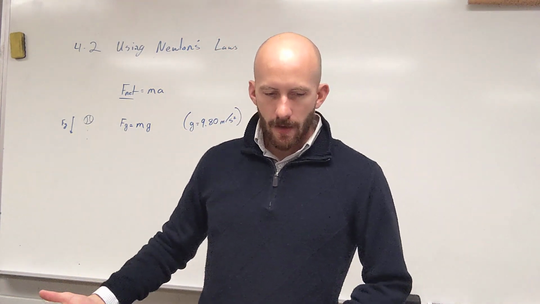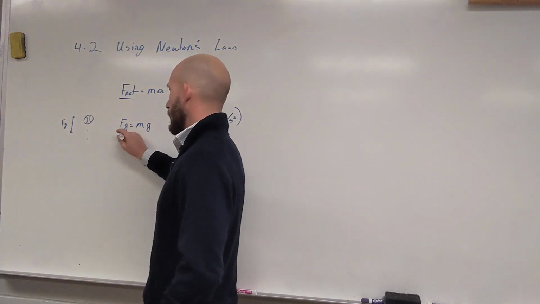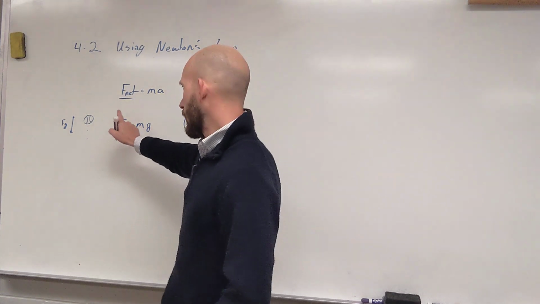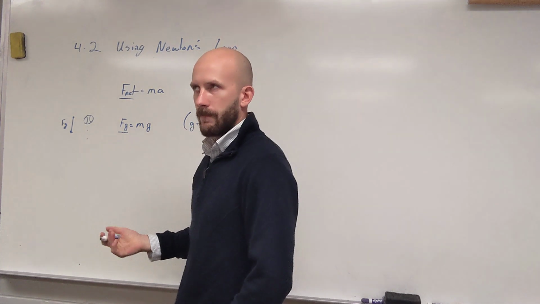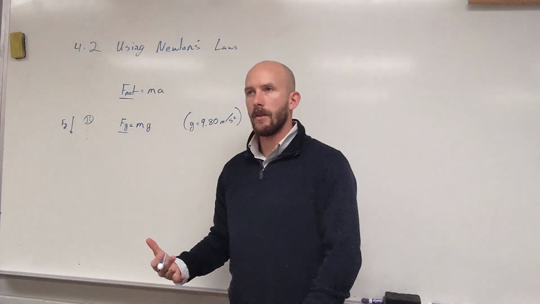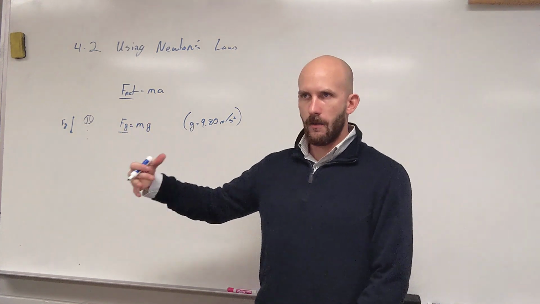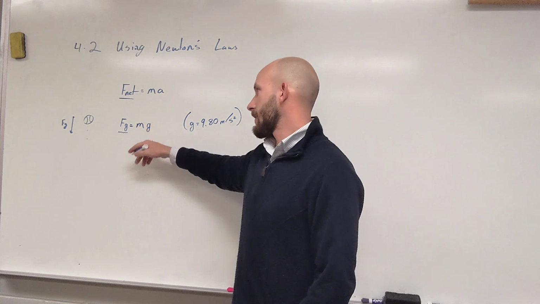That gives us a way to calculate an object's weight. It is the product of its mass times the acceleration due to gravity. That's how we calculate the weight of an object. Weight changes if we go to a different environment like the moon or Mars, but the mass would stay constant.